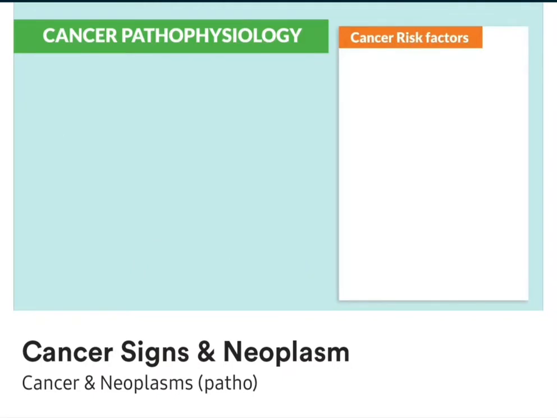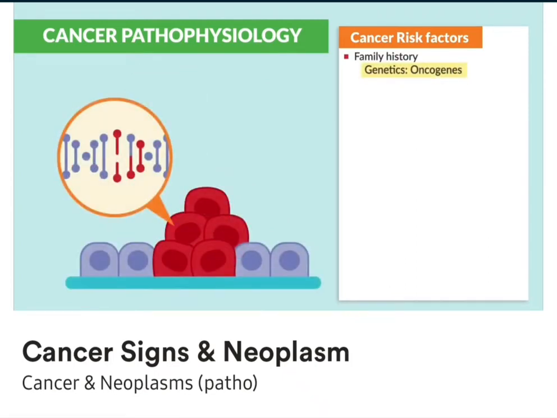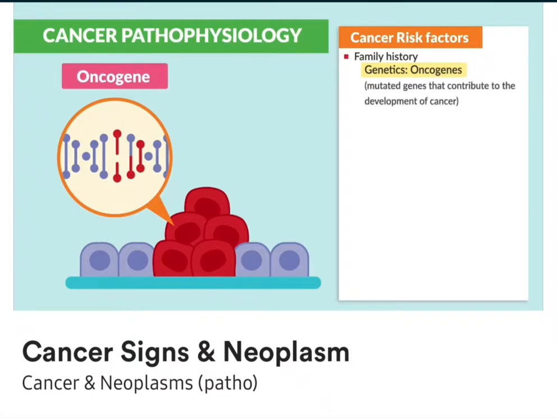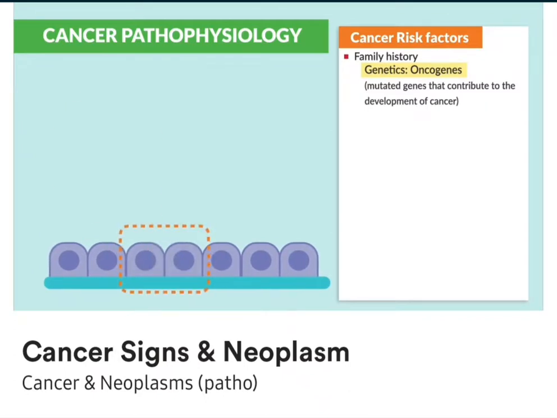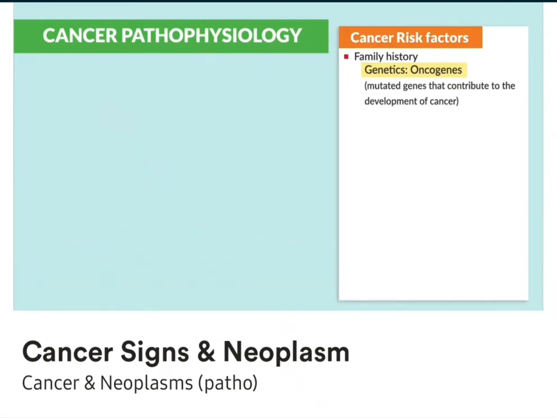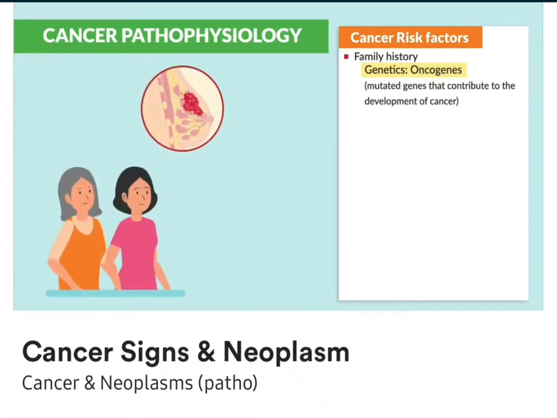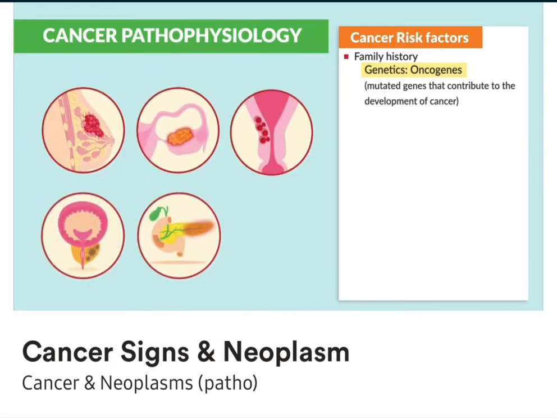Now moving on to cancer risk factors, you should be sure to write this down. Number 1 is family history. This is known as genetics or oncogenes for oncology. So these are mutated genes that contribute to the development of cancer. In their normal unmutated state, oncogenes are called proto-oncogenes. They play key roles in the regulation of cell division. So these type of cancers are very true for family history of breast cancer, ovarian cancer, endometrial cancer, along with prostate and even pancreatic cancer, as well as skin cancer too.